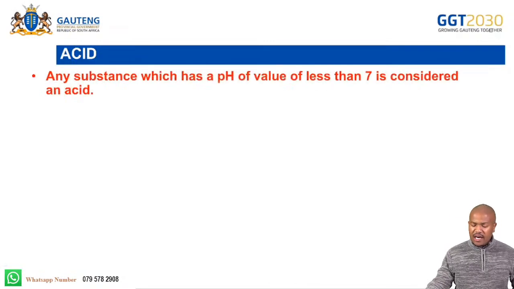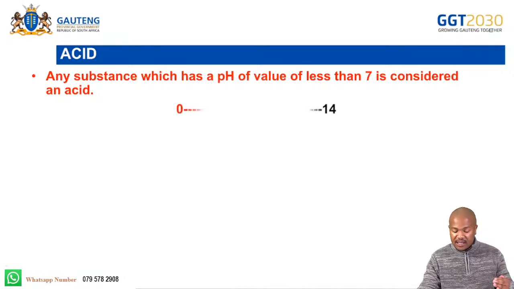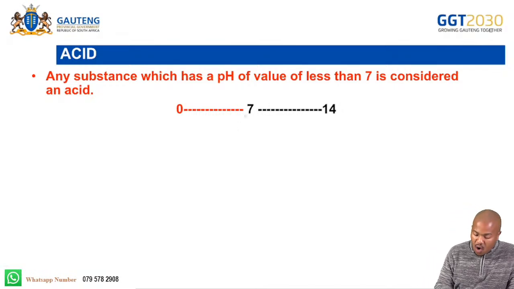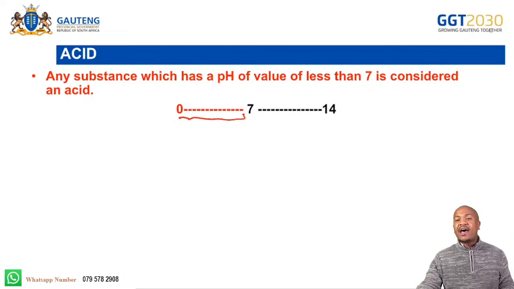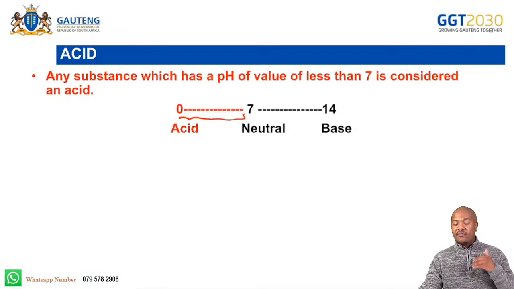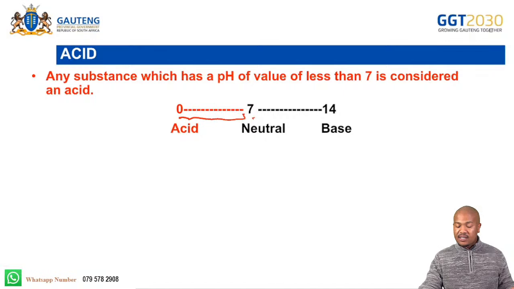Right. So talking about acids in terms of the pH scale, we said that any substance with a pH value of less than 7 is considered to be an acid. So here is our pH scale again. All the way below 7, going that side, that's where we find our acids. Are we together? Then right there at 7 are neutral substances. At 14 it is bases, right?